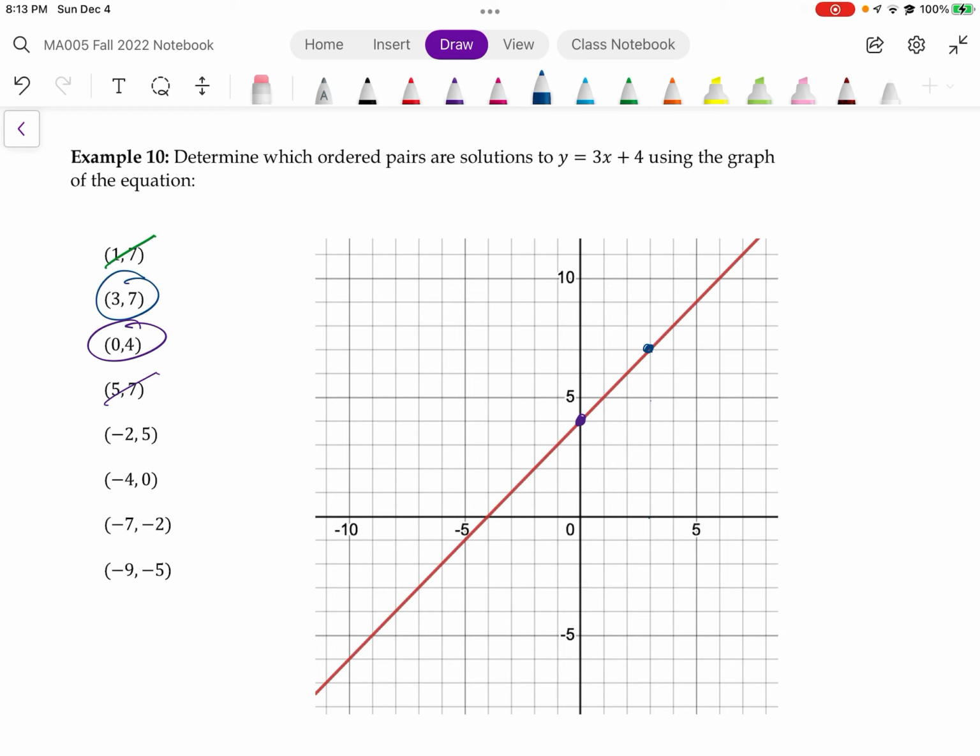All right, let's try the next one. Negative 2, 5 is up here, so no, not that one. Negative 4, 0 is right here. Yes, that one. Negative 7, negative 2 is right here. So no. Negative 9 and negative 5 is right here. So yes, that one's on the line. So the ones that land on the line are solutions, and you could go plug them into the equation to see if they make it true, and all of those will make it true. So pause the video and give it a try if you want to.